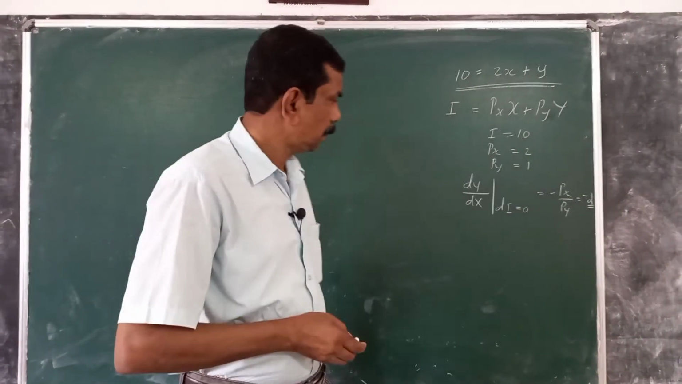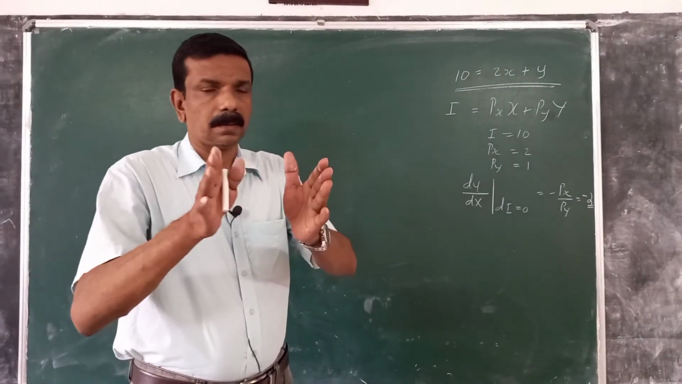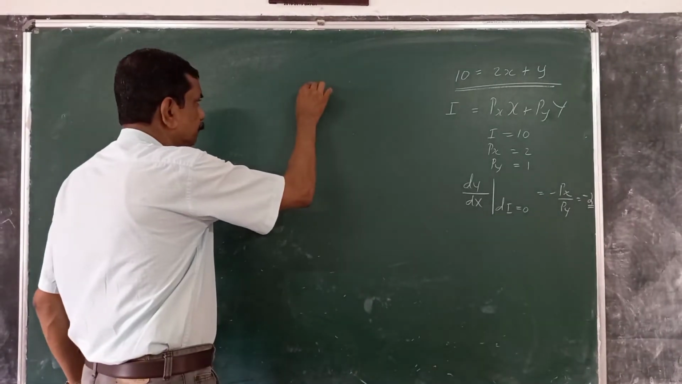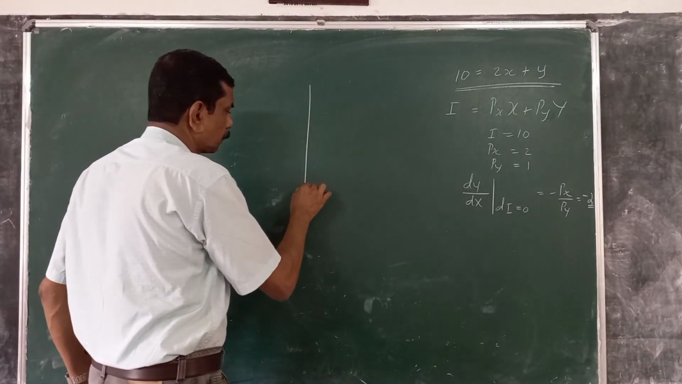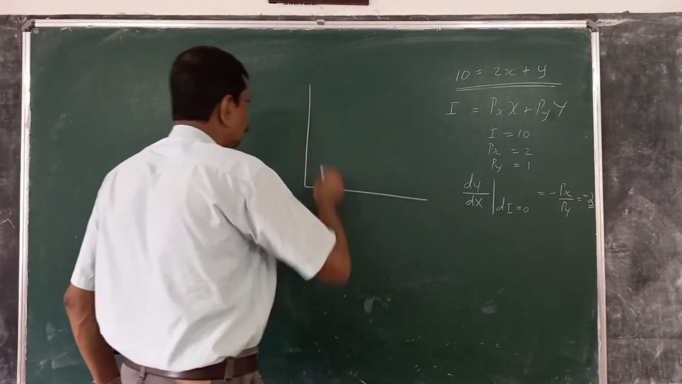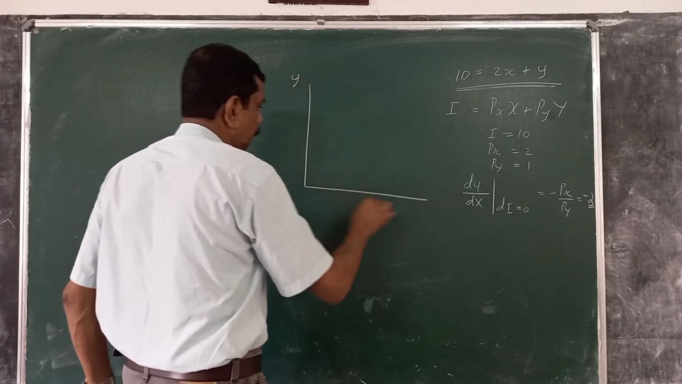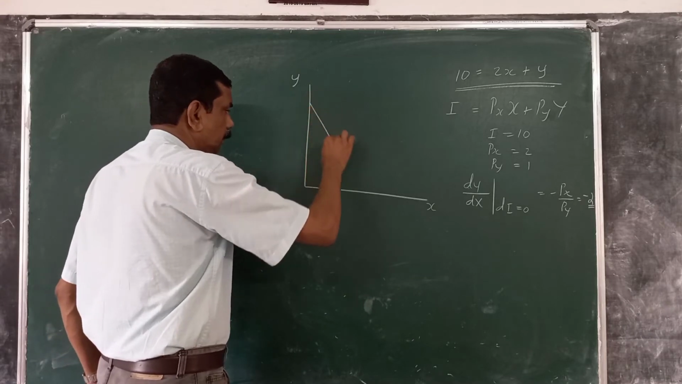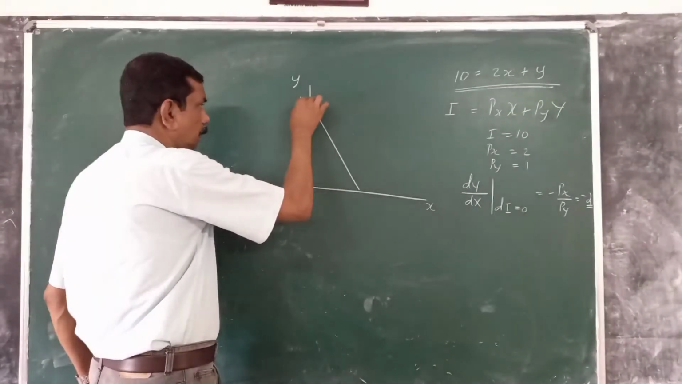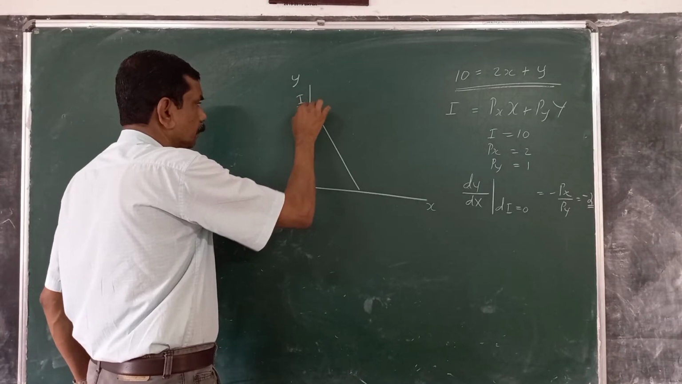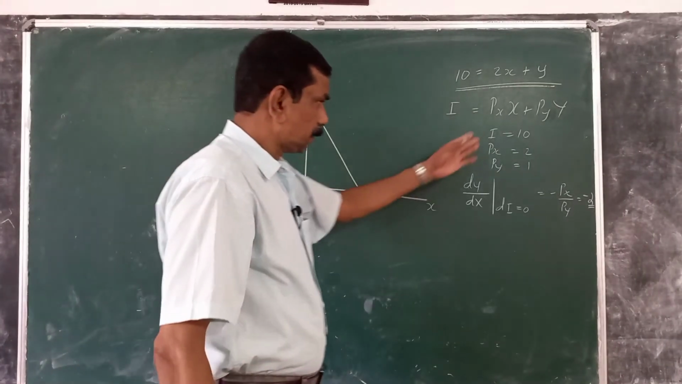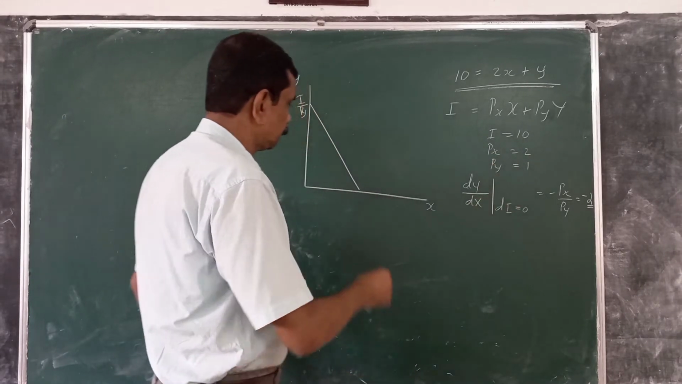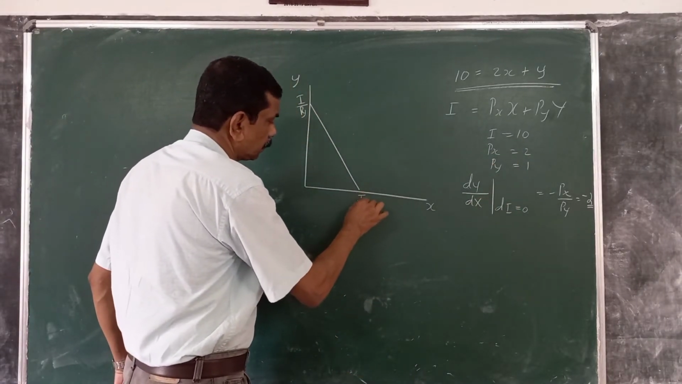Now, let us draw this information in the form of a graph. This is Qy, Qx, and consider this point. This is I by Py. In this example, this I by Py is equal to 10 and this is I by Px.